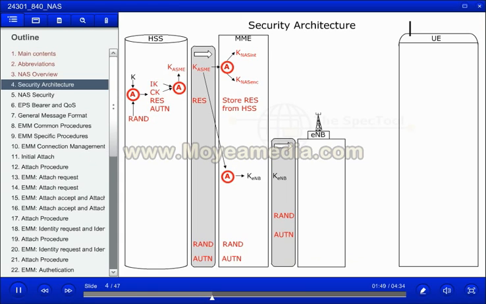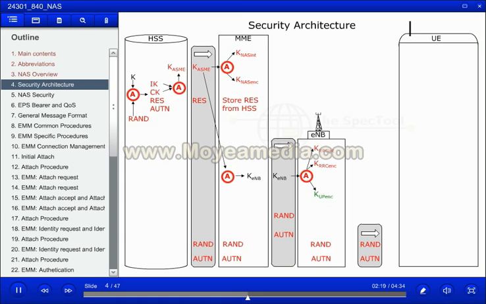The eNode B will put the K-ASME into an algorithm to calculate the key K-eNB. The key K-eNB will be put into an algorithm in order to calculate the key for RRC integrity protection, RRC ciphering, and user plane ciphering. Sent over the air interface are now the RAND and AUTN.